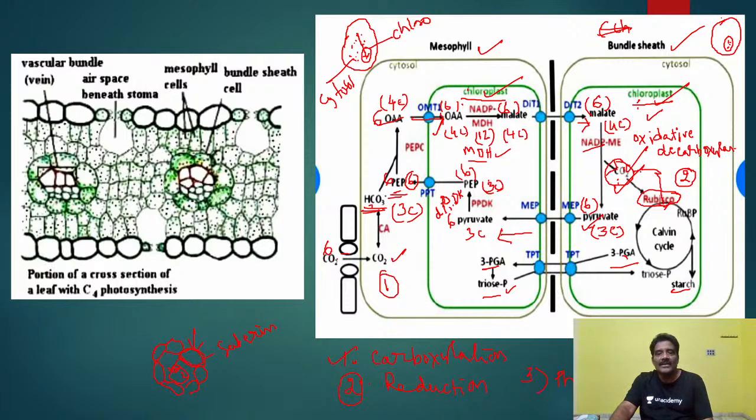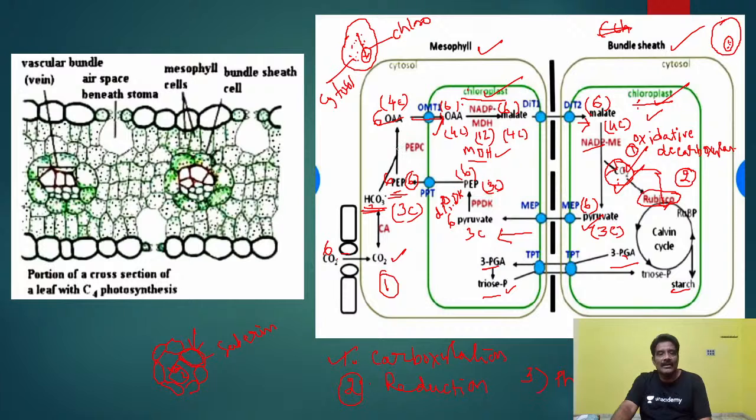Okay, how many oxidative decarboxylations happen? Only one here. You see, one oxidative decarboxylation. One more question here. Oxidative decarboxylation occurs in which structure? In the bundle sheath cell only.